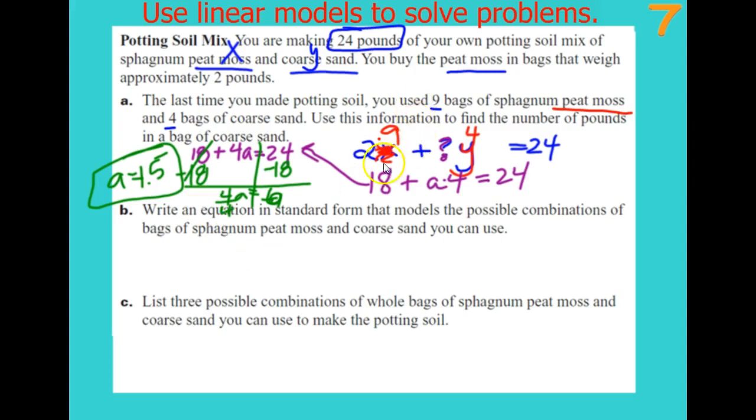So the reason why I set this up like I did is because we knew the peat moss plus the sand equaled 24, and I knew how many of each we're getting, but I only knew the weight of one, so I needed to figure out the weight of the other.